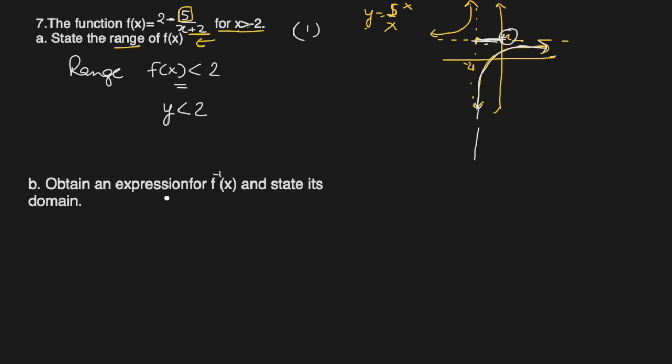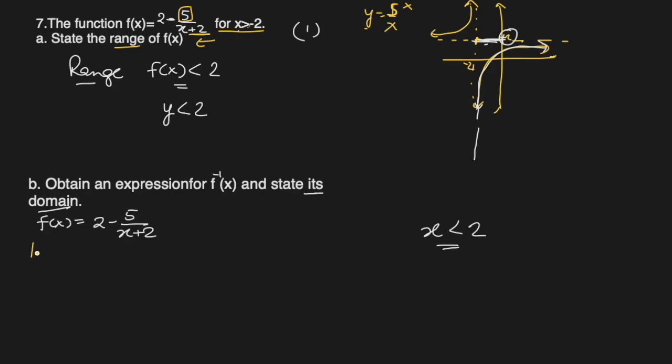B. Obtain an expression for f inverse x and state its domain. Okay, domain is clear. Whatever is the range of the original equation, that becomes the domain of the inverse. So if y is less than 2, x is less than 2, this is what your domain will be, but we'll confirm it. Okay, first let's find an expression. So this was the expression. Let me rewrite it. f(x) equal to 2 minus 5 over x plus 2. This was our original expression.